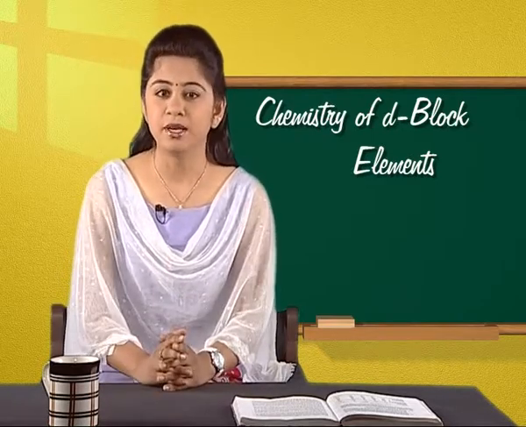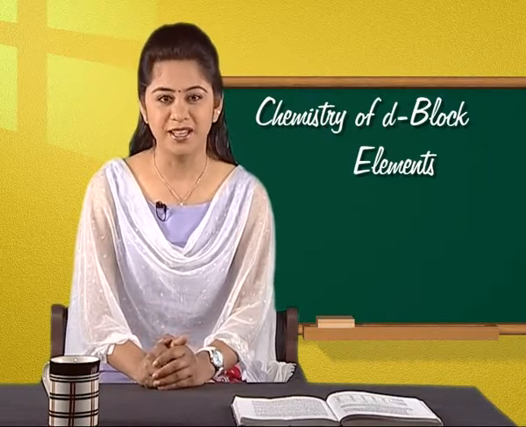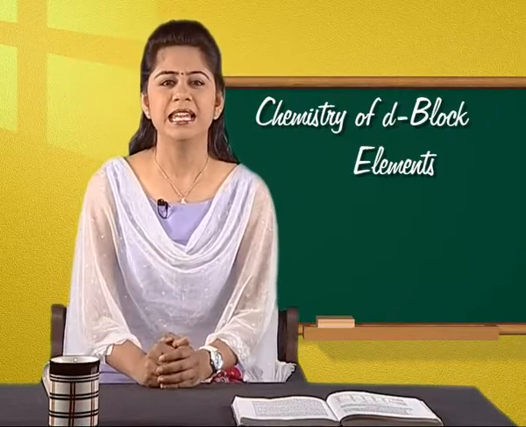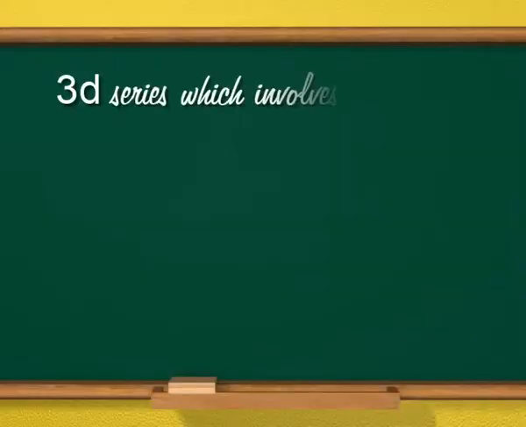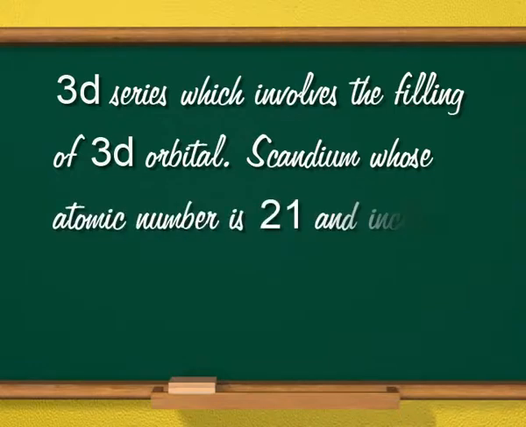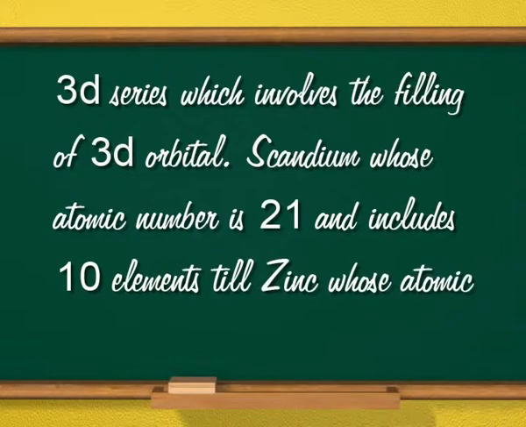We will now learn about the electronic configuration of the 4 transition series. Children, let us first learn about the first transition series. This is also called as 3D series, which involves the filling of 3D orbital. It starts from scandium, whose atomic number is 21 and includes 10 elements, till zinc, whose atomic number is 30.